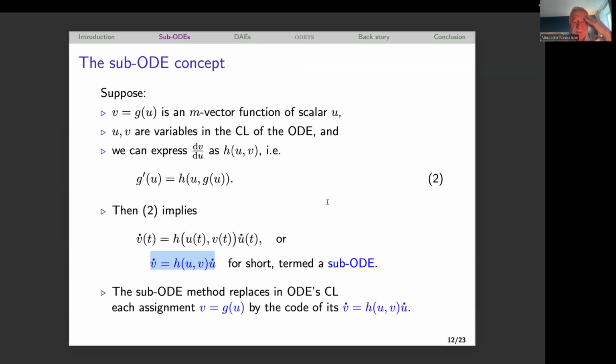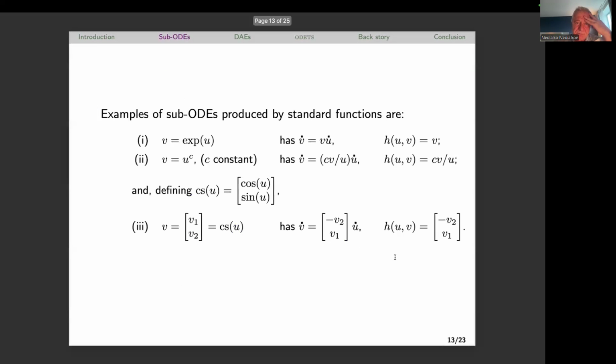And the sub-ODE method replaces in the ODE's code list each assignment of this sort by the code of its sub-ODE. And here are some examples of this. I discussed this one. If we take the power function, u to some constant c, we can write obviously v dot equals this, and now our h function becomes this one.